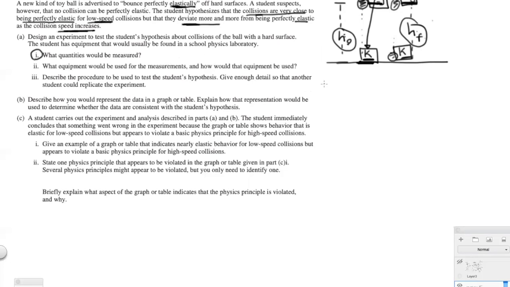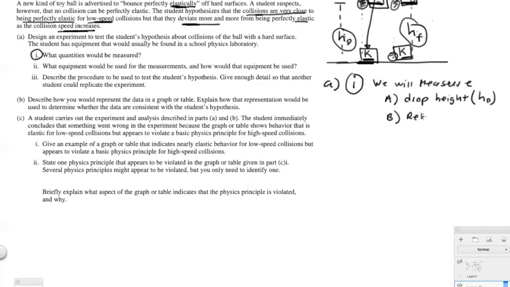So what we would measure is this. To answer A, part one, we will measure the drop height, and you could even put this diagram here, call the drop height H naught, and we will measure the rebound height, H final. That's what we're going to measure.